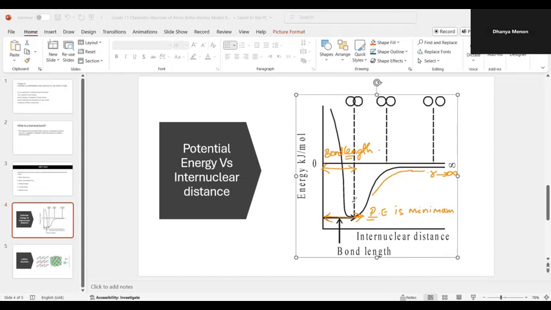Now, if the atoms come even closer, what is happening to the potential energy? That will increase. That will make the system again unstable. So bond length is the optimum length. So this diagram is important. You must have seen it in your NCERT book, right? Now, moving on further.